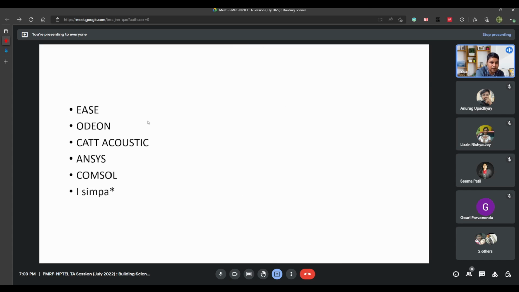Moving further, these are the various software packages used in acoustics. The last one which I showed is not so validated, but for your own experimental reasons, if you want to explore it, it's free software. You can download it and see what analysis can be done. All the other ones you have to buy. Maybe there are also some software which allow you to do a demo.